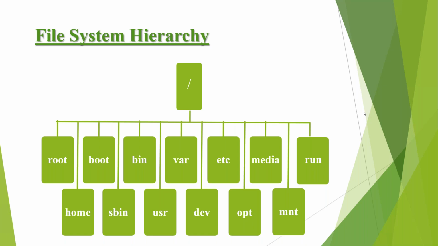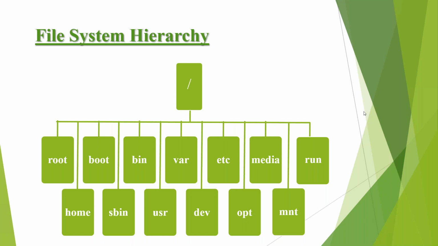Boot contains bootable files and the kernel up to version 6. Sbin contains super user commands, bin contains normal user commands. Clear these commands? Clear these directories? Yes, Madhuri. Done. USR contains default applications, applications which come along with the operating system. Those applications are stored under USR.